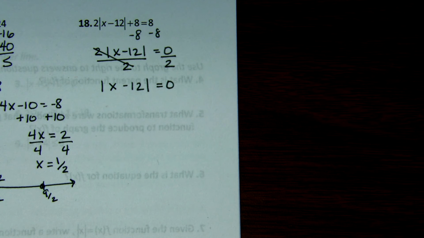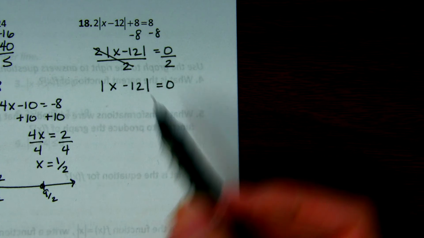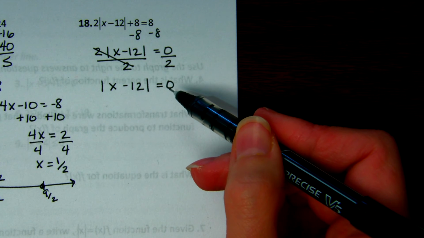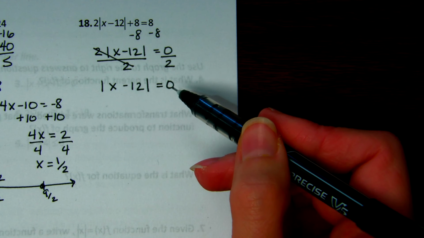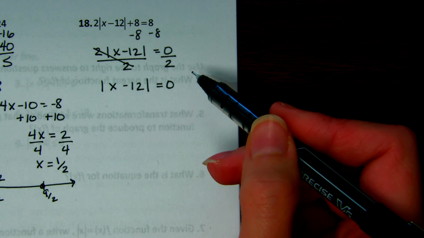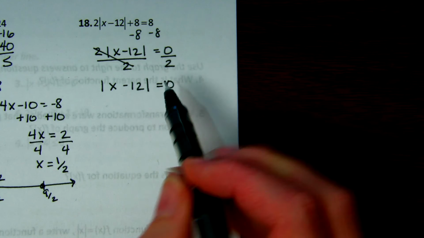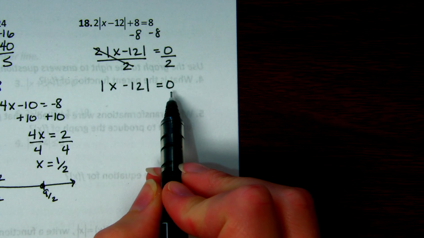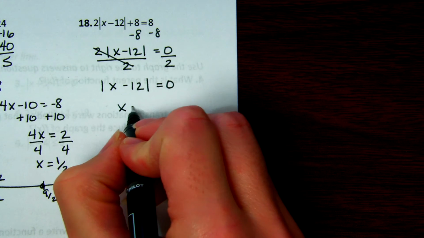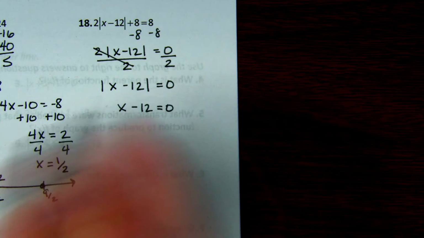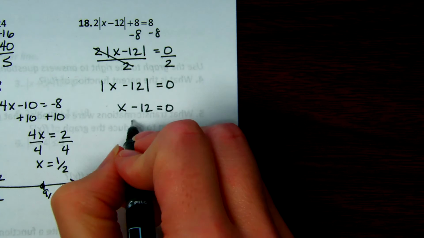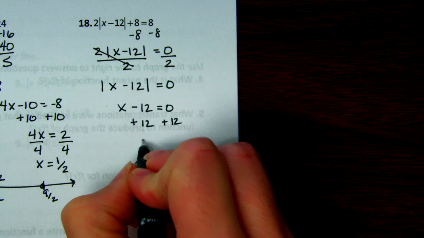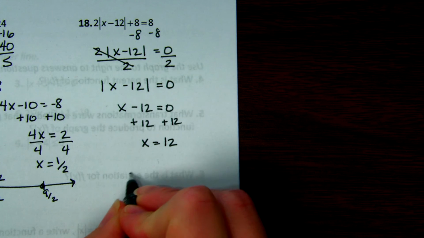I can't write 2 different equations. There's a 0, and I can't change the sign on 0. 0 is 0 is 0. It's always 0. And so instead of writing 2 equations for this, because it's equal to 0, I'm only going to write 1. So x minus 12 is equal to 0. Add 12, and I get x is equal to 12. And there's just one solution.